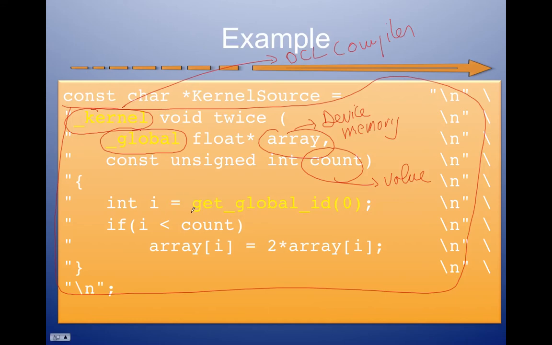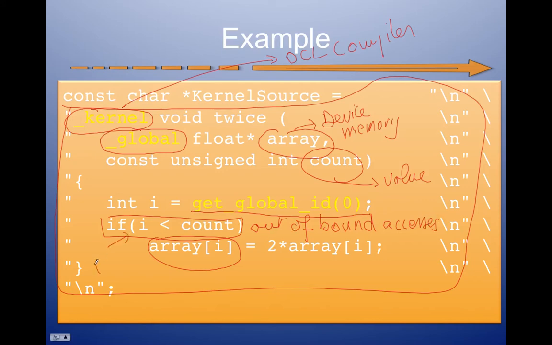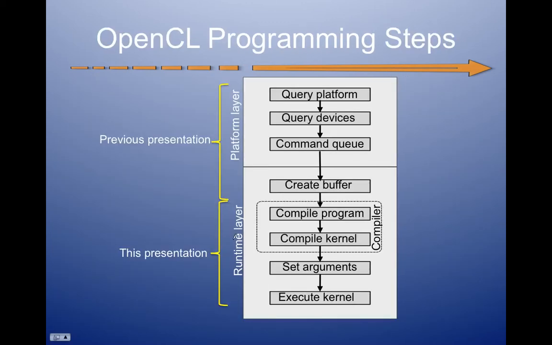Another thing to note: here I'm using the global ID, so the work items are numbered from 0 to the number they are. But the array dimension, the array size, can be a bit different. So I put this guard to ensure there are no out-of-bound accesses. So this is to prevent out-of-bound accesses. We have seen that last time.